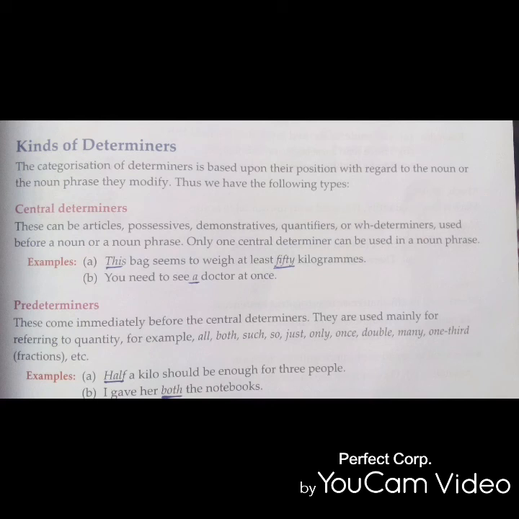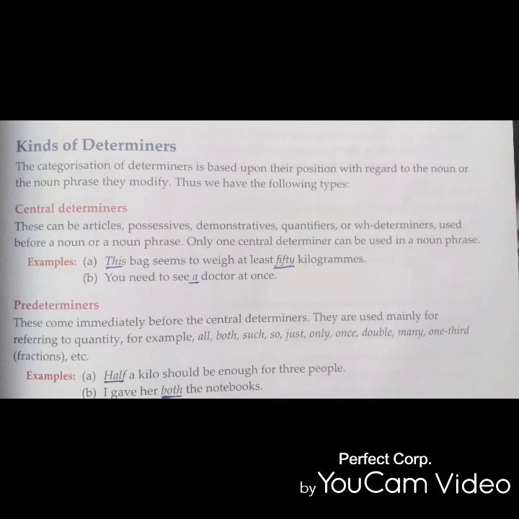What are the kinds of determiners? There are three kinds of determiners. Number one, central determiners. It means they come with a noun, like possessive, articles, demonstrative, quantifiers, WH determiners. They are used before a noun or a noun phrase.